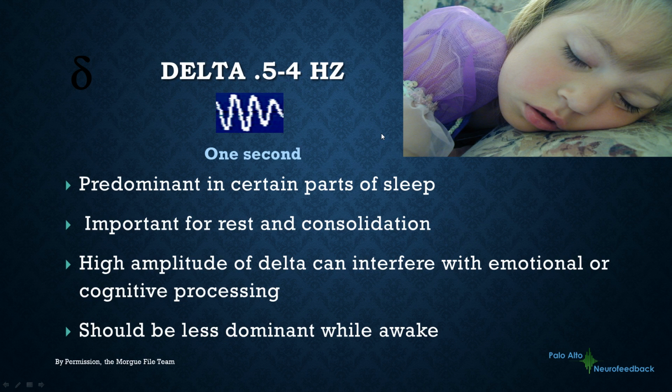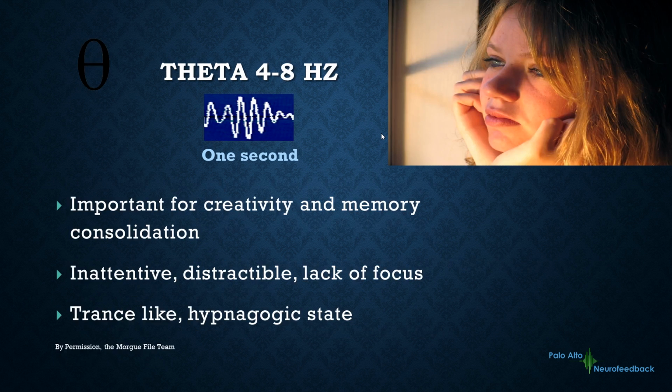It's predominant in certain parts of sleep. It is important for rest and consolidation, so it does serve a good purpose. However, high amplitudes of delta can interfere with emotional or cognitive processing. It should be less dominant while a person is awake. Theta is 4 to 8 hertz, which is 4 to 8 cycles per second.